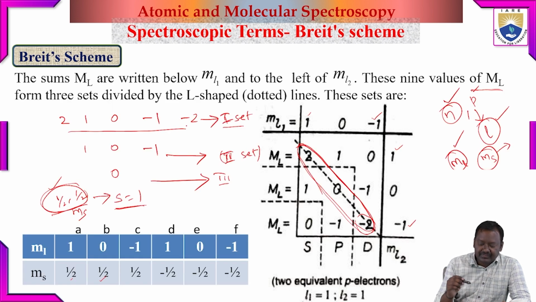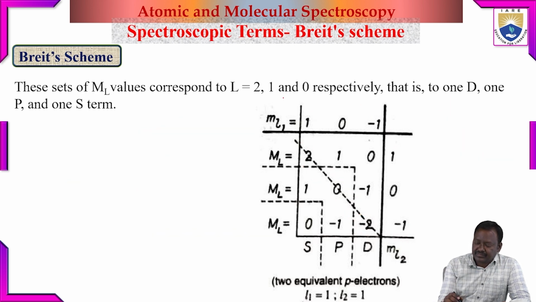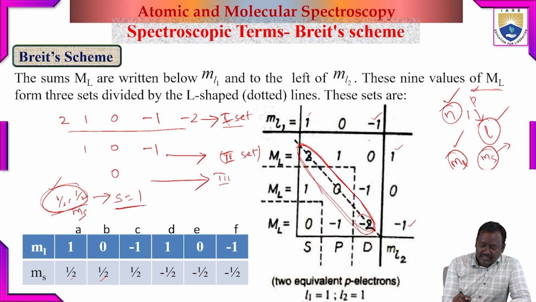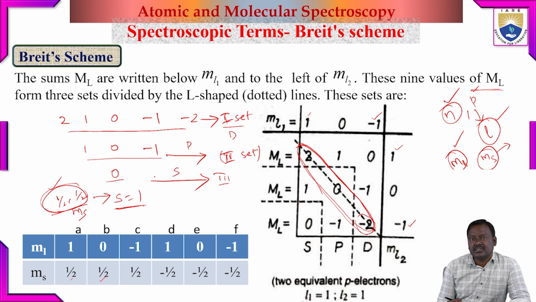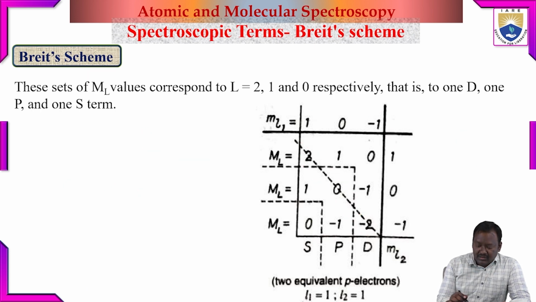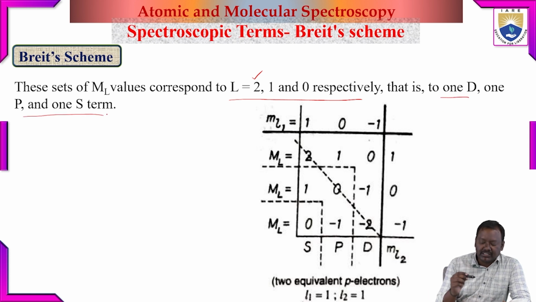So these values 2, 1, 0, minus 1, minus 2 indicate the D term, as we mentioned earlier. 1, 0, minus 1 represents P term as L equal to 1, and this is the term S. So those ML values in those three sets, L is equal to 2, 1, 0 respectively. That means 1 D term, 1 P term and 1 S term.